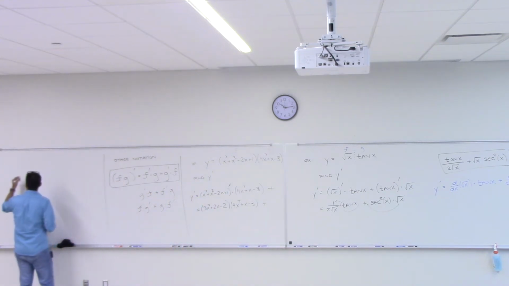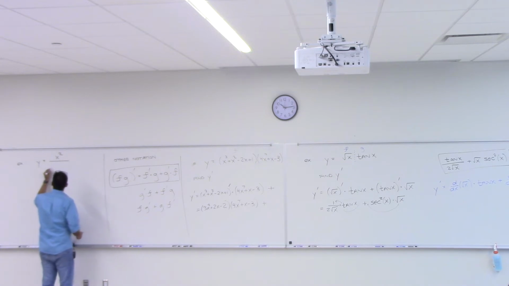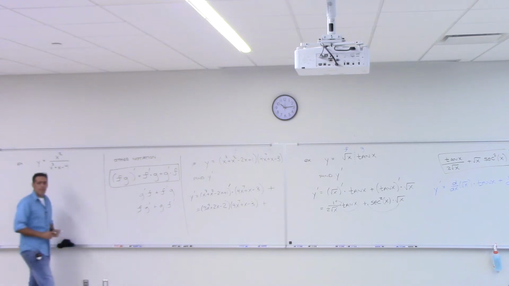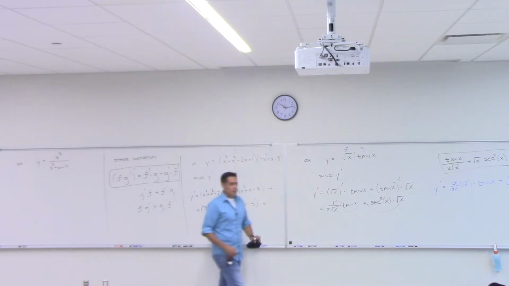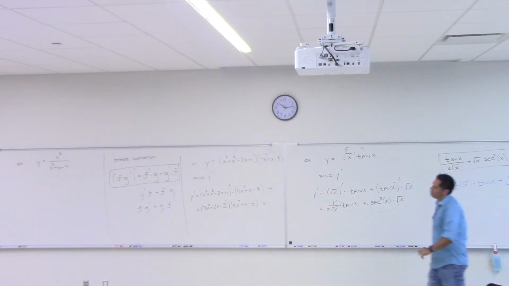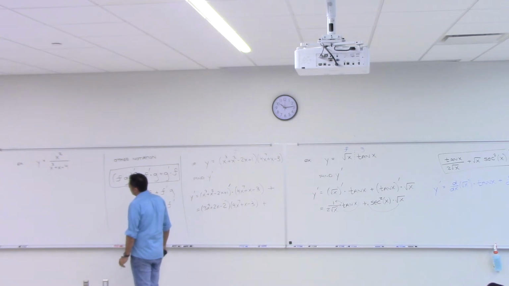How about this? What if y is equal to x squared over x cubed plus x minus 4? Split them up. Can you split those up? Yeah, you get x squared over 1 times 1 over x cubed plus x minus 4.